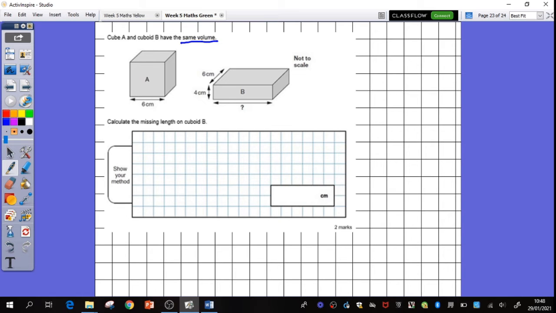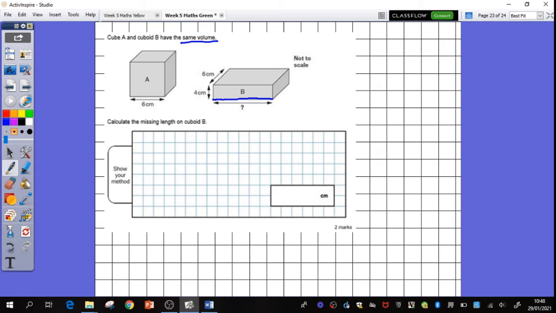Calculate the missing length on cuboid B. So I'm trying to calculate that side there. I'm trying to calculate its base. That's what I need to find. So that gives me enough. I've got a cube here and I've got a cuboid B there.